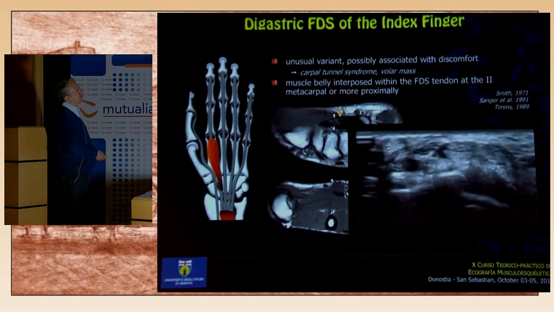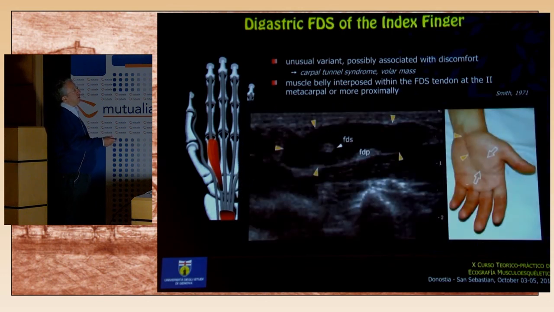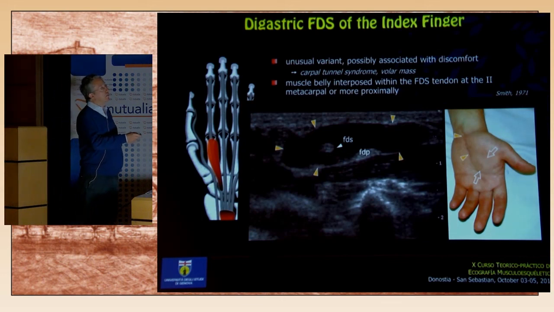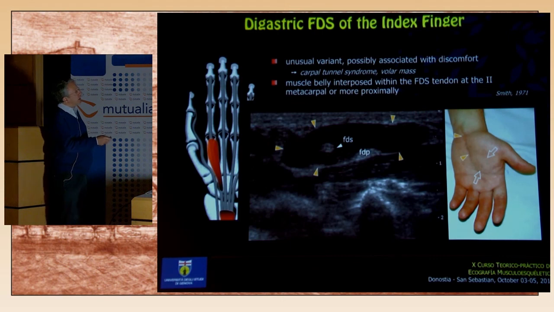This is another example. In this case, the orthopedic surgeon didn't insert a needle, but resected part of the muscle, leaving the rest of the muscle in the hand. And you see that in this case, the tendon of the index, the tendon of the flexor digitorum superficialis, was included in the muscle, just in the middle of the muscle.